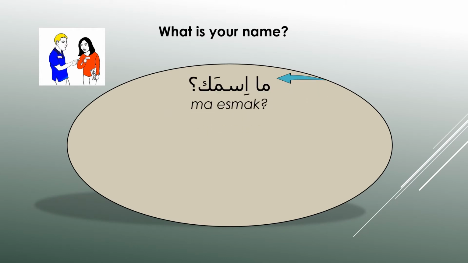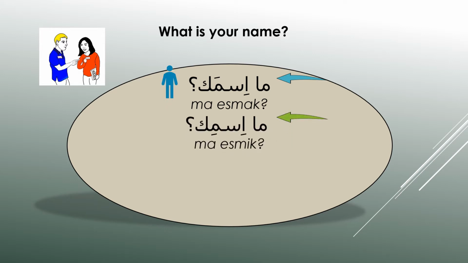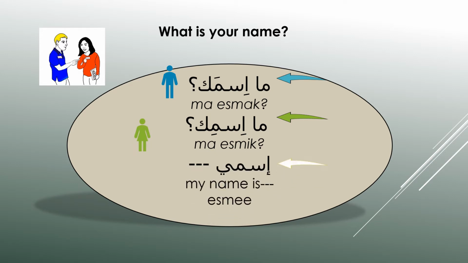ما اسمك if you are asking a male. ما اسمك if you are asking a female. You reply اسمي. In spoken we say شو اسمك instead of ما اسمك. So ما it's more formal and شو it's more spoken.